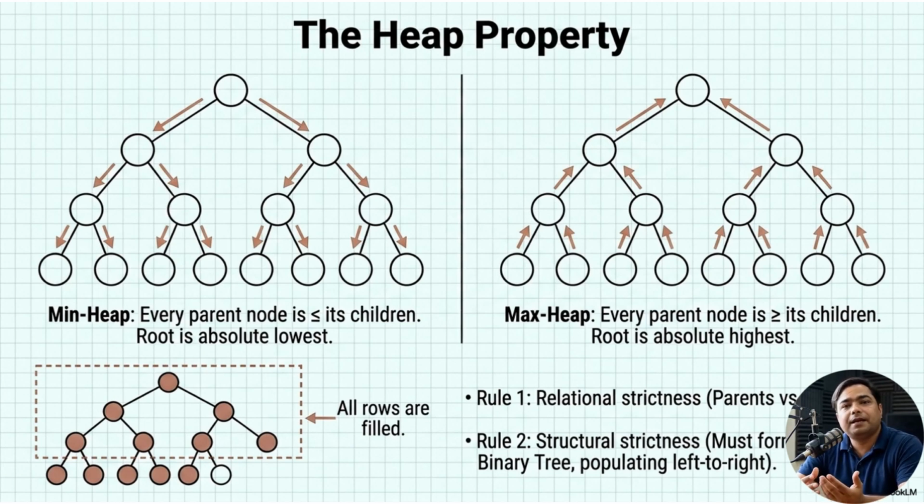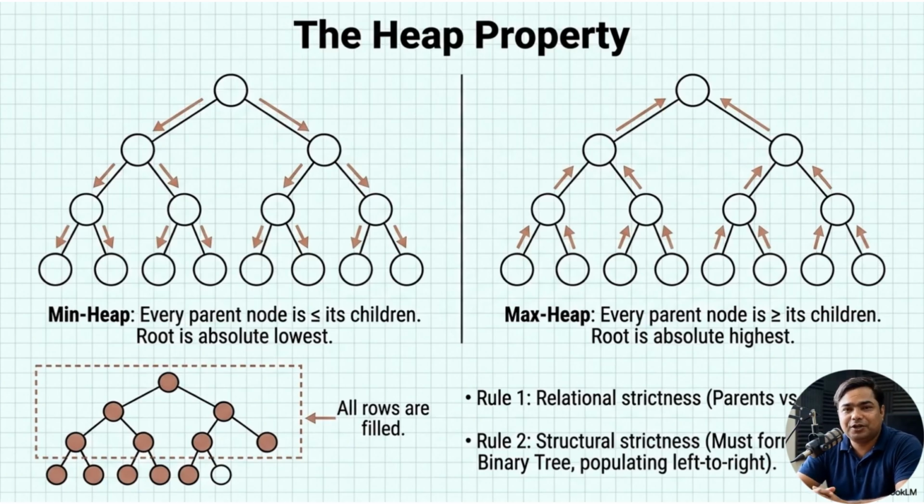In a max-heap, every parent node is greater than or equal to its children. This means the largest value is always at the root. So the difference is simple. In a min heap, the smallest value has the highest priority. In a max heap, the largest value has the highest priority.